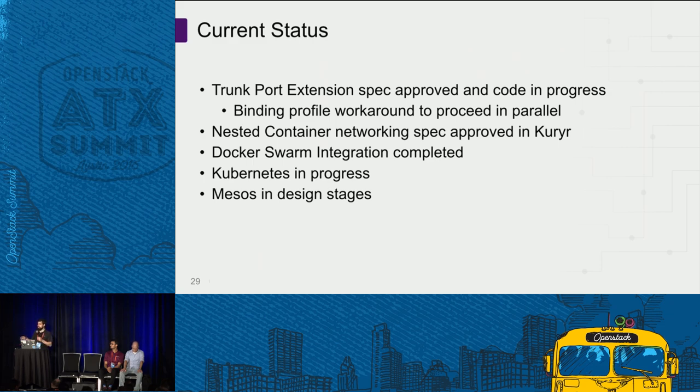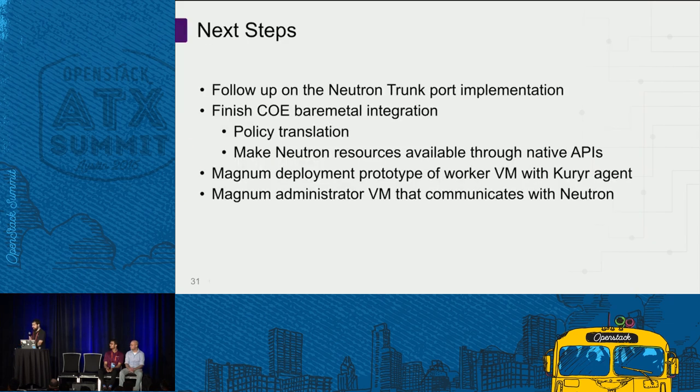In the design work sessions that we're going to have later, we're going to cover that. We're going to try to come up with a model that can be shared between the different integrations, that allows you to reason in a very similar way, like using CNI when it's available, not in Swarm, and so on. So it will give you a sense of familiarity. The next steps, which you can help define by attending the work sessions, are to make sure the Neutron trunk port implementation gets merged and we can start to use it, to finish the bare metal integrations, which we're on a good path with, but we welcome any contribution.